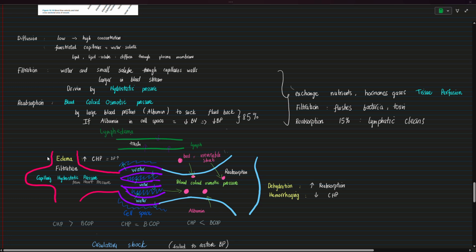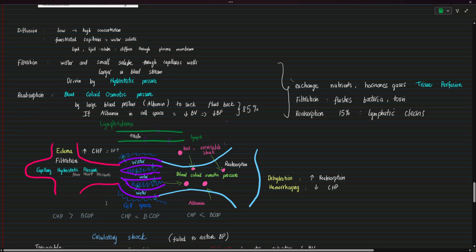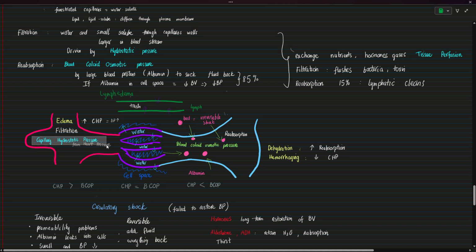In filtration, the fluid goes from the artery to the capillary. Filtration is helped by capillary hydrostatic pressure. The artery has higher pressure, so it goes into the capillary, which has the lowest pressure. Capillary hydrostatic pressure is the highest pressure right now. And in the capillaries, the fluid diffuses into the cell space.